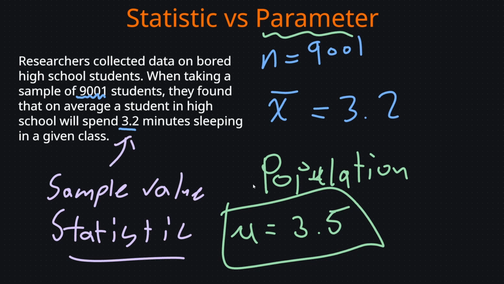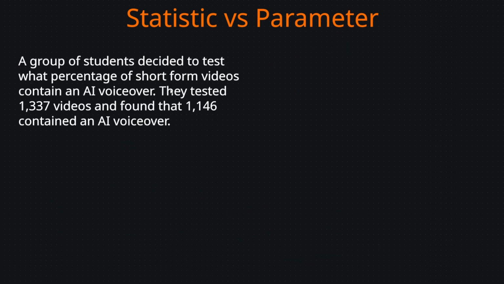Let's check out another example and we can get a better idea of what the difference between a statistic and a parameter is. So here we have a group of students decided to test what percentage of short form videos contain an AI voiceover. They tested 1,337 videos and found that 1,146 contained an AI voiceover.